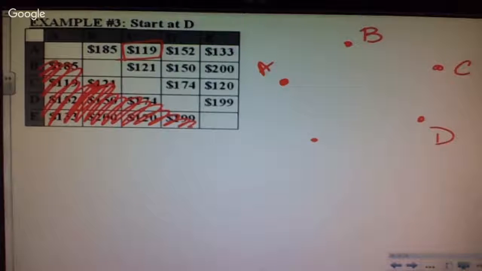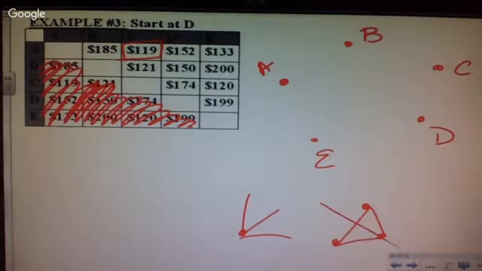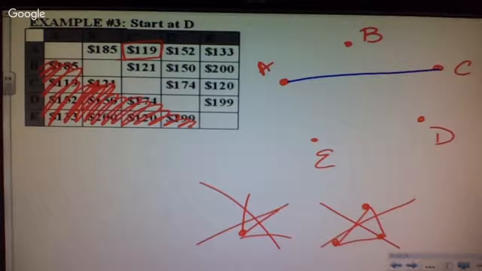Okay, so I'm going to draw myself a picture. A no-no is to have a dot that has more than 2 lines coming out of it. And I also cannot close a circuit. These are no-nos. Don't do it. That's my only stipulation here. So 119 connects A to C. After 119, 133, that's A to D.